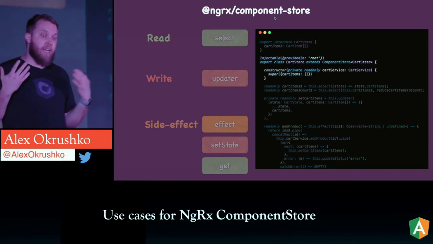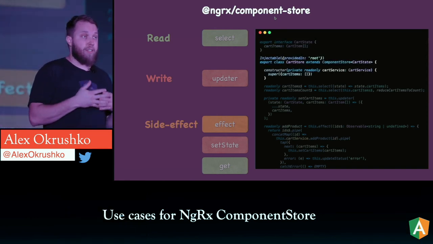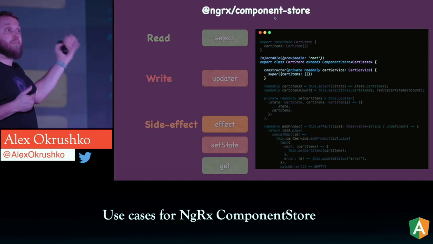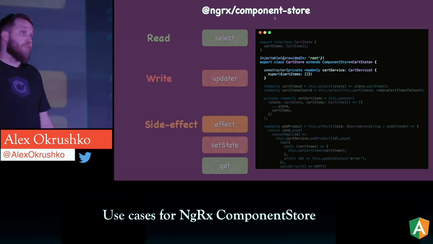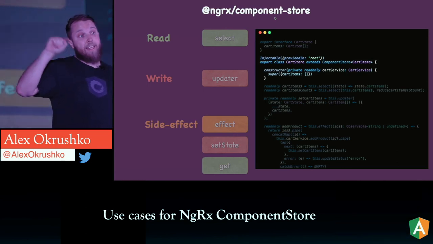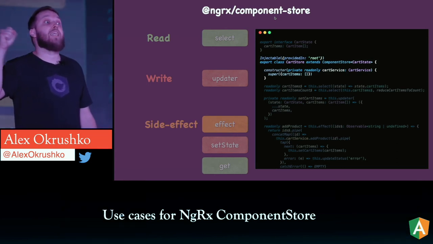Then we'll create a class. In this case, it will be injectable and provided in root. And that class will extend ComponentStore. And in there, you see we're passing that interface.